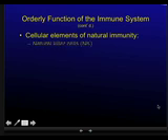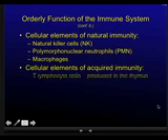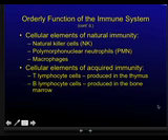Cellular elements of natural immunity include natural killer cells, polymorphonuclear neutrophils, and macrophages. Cellular elements of acquired immunity include T lymphocytes, which are made in the thymus, and B lymphocytes, which are produced in bone marrow, as well as phagocytes.